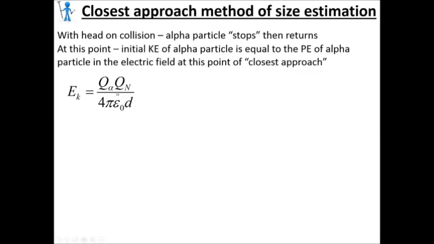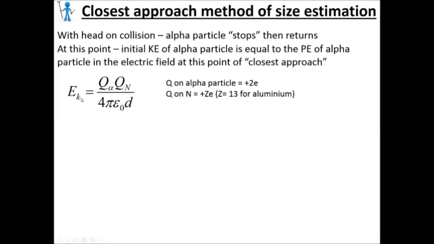Okay, so what do we know? Well, we know that the charge on the alpha particle is plus 2e. We know the charge on the nucleus; let's just pretend instead of using gold we've used aluminium. So at that point we've got 13 protons in aluminium, because the Z number for aluminium is 13. So we know all that. So we know Q, we know 4 pi epsilon naught. We want to work out D.